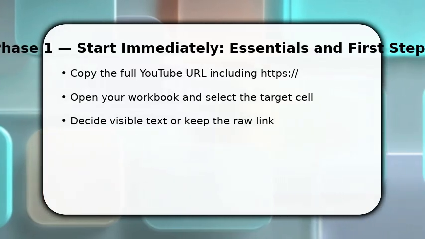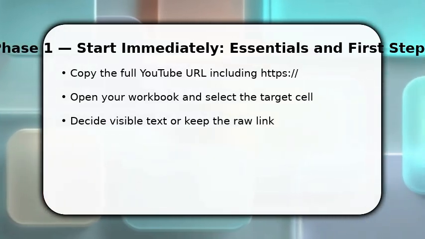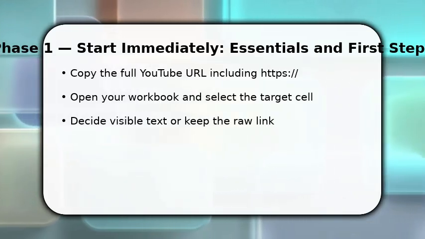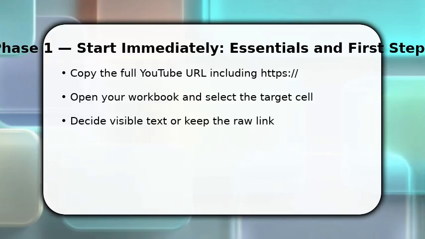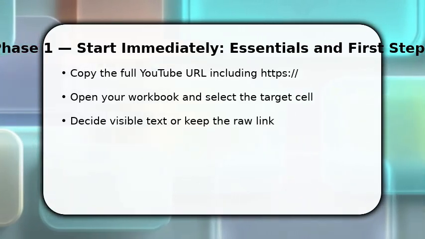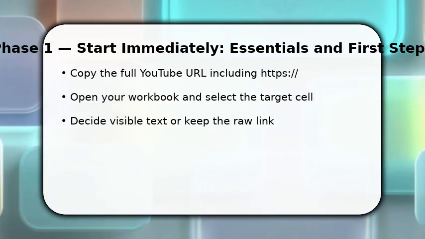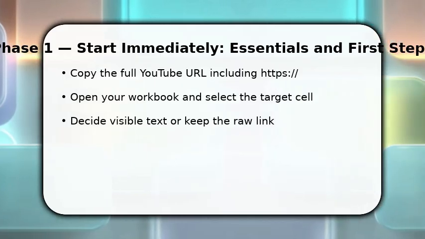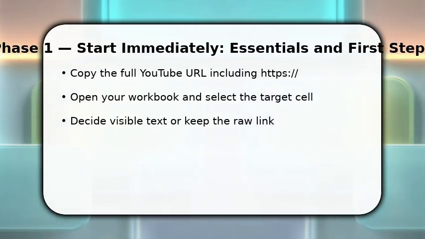Once done, open the Excel file and click the cell where you want the link. Now choose whether you want the raw URL to show or a friendly label like Watch Video. This matters because the method we use, HYPERLINK, lets you separate the visible text from the destination. So pick the cell, prepare a label if needed, and get ready to type the formula.